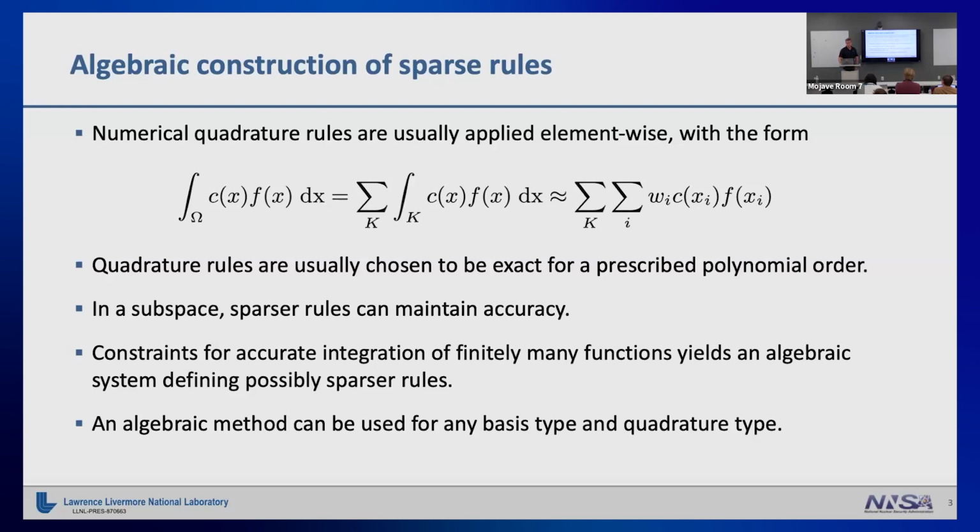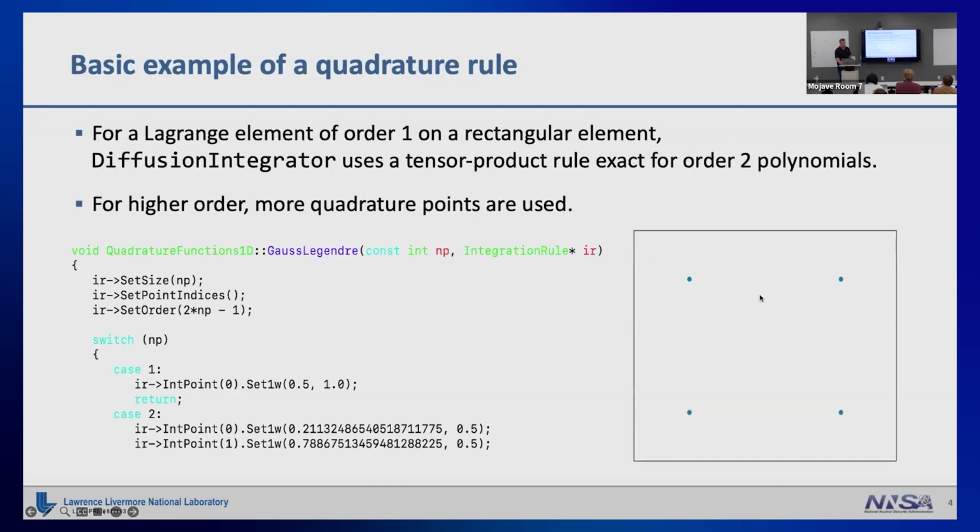And the way we do this is algebraically, by setting up a system of constraints that say we want to accurately integrate some set of basis functions rather than all functions of that order. And this is a general algebraic approach that can be used for any basis or quadrature type. So to make the ideas a little more concrete, let's look at the most basic example of, say, a rectangular tensor product element where we have a tensor product of 1D integration rules.